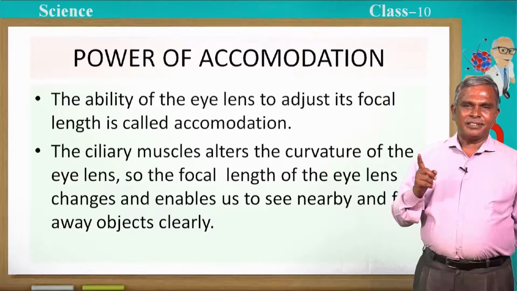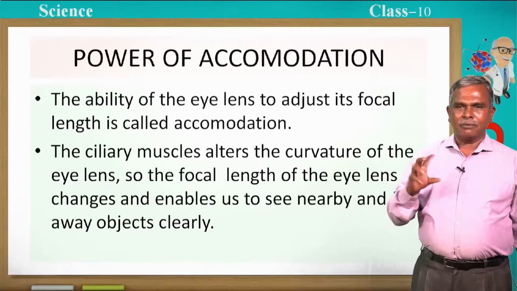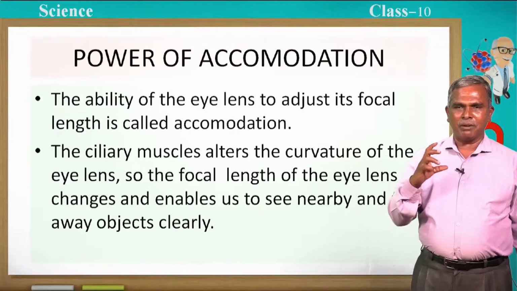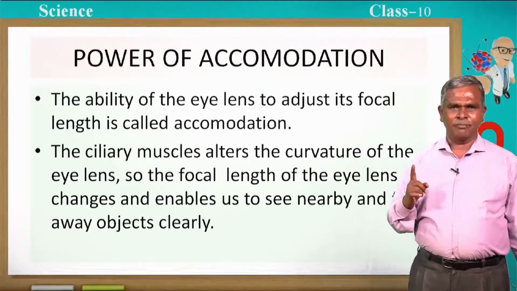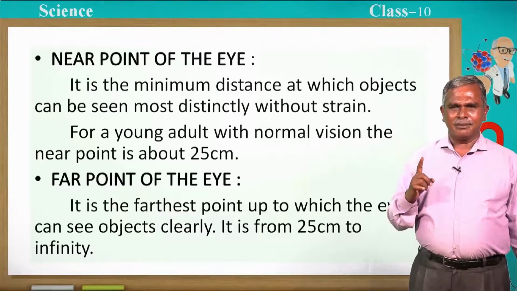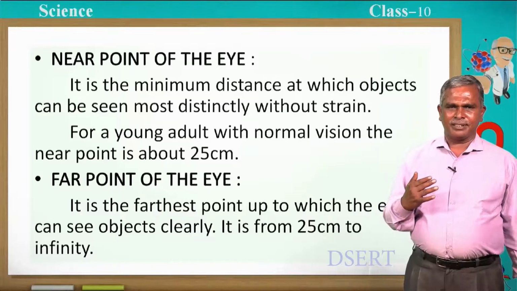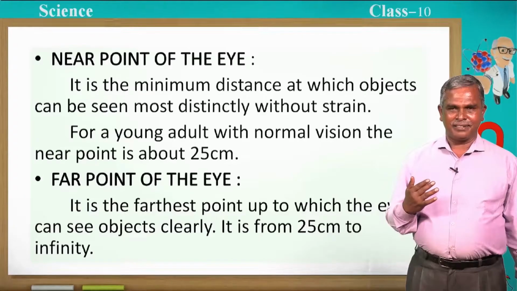Depending upon the distance from the human eye, if you want a clear vision, the focal length of the eye lens needs to be changed often. This power of the eye is called the power of accommodation. After understanding the power of accommodation of the human eye, let us proceed further to know the near point or the minimum distance.